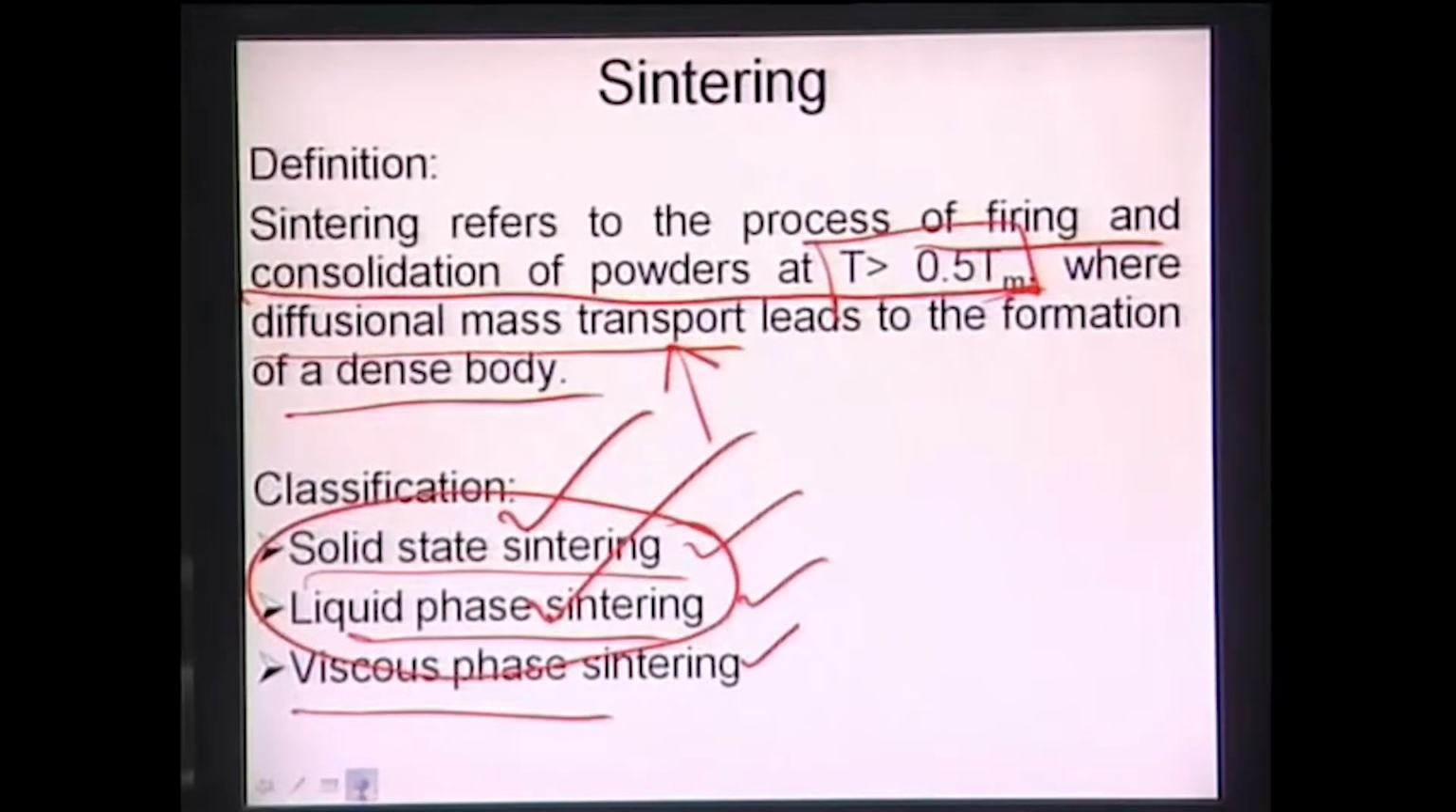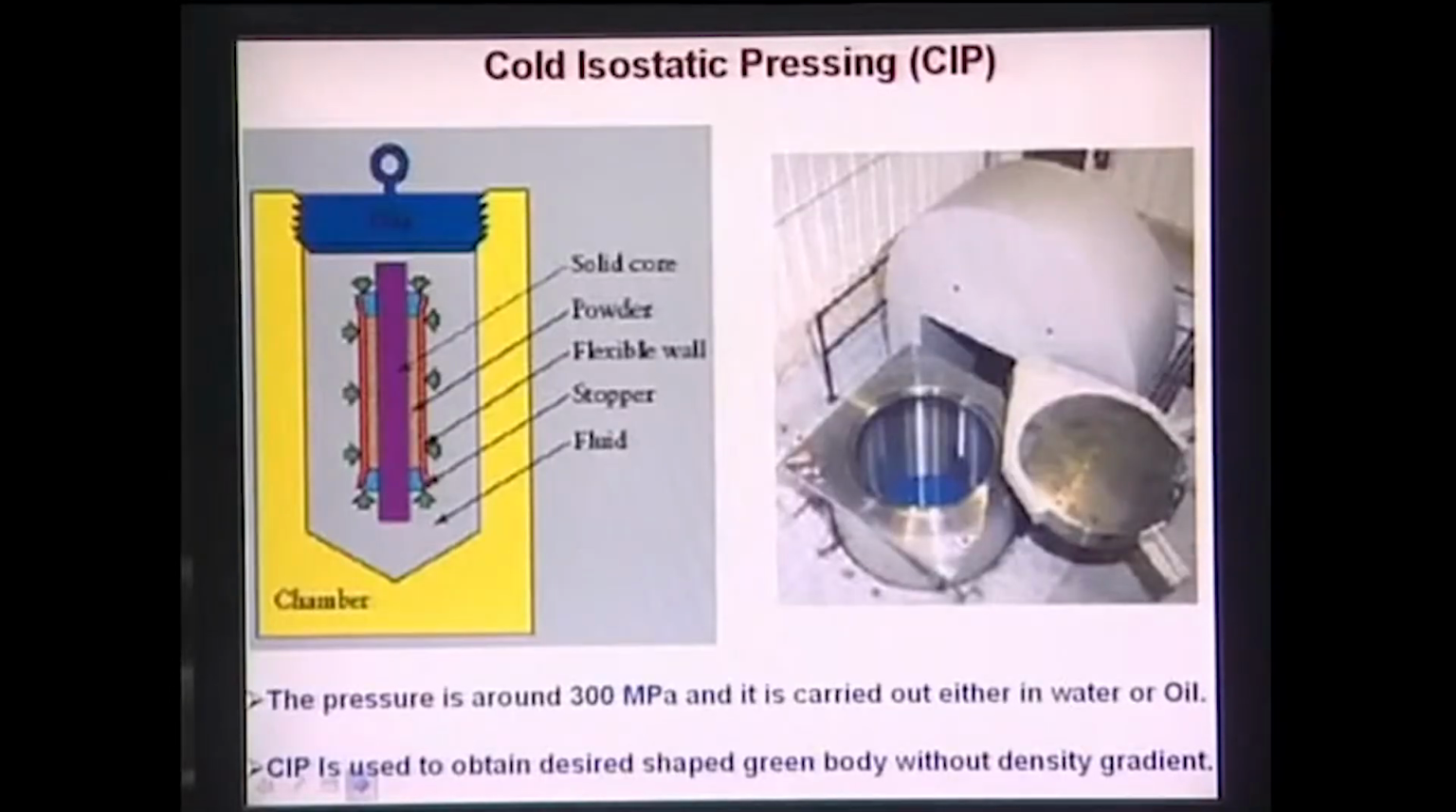two classical sintering mechanisms. Now the first thing in the sintering process is that you have to make the green body, or the green compact, and thereafter you have to do the sintering. This green compact can be made by either cold isostatic pressing or by simply cold pressing.